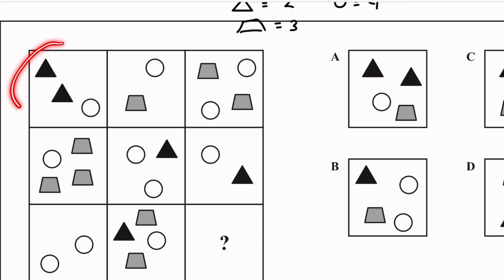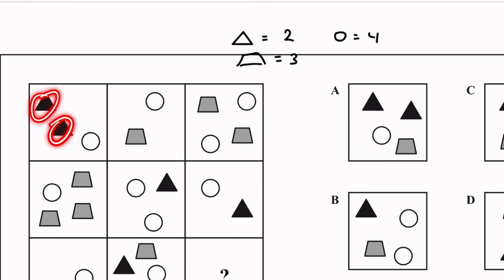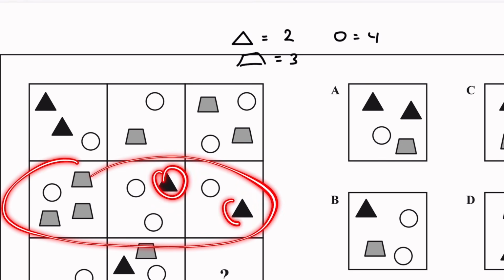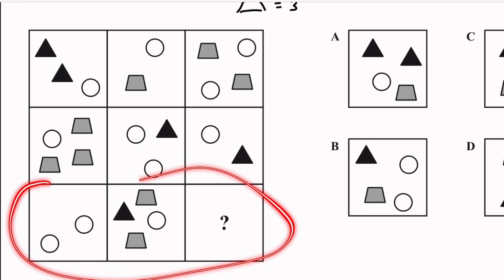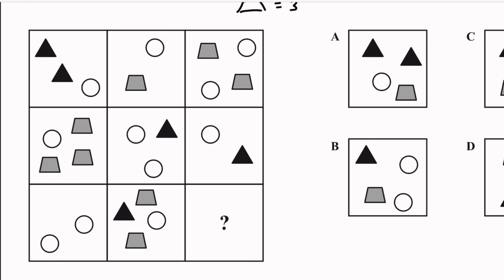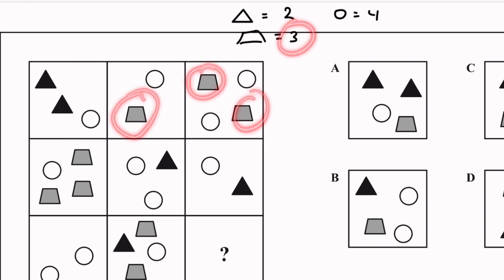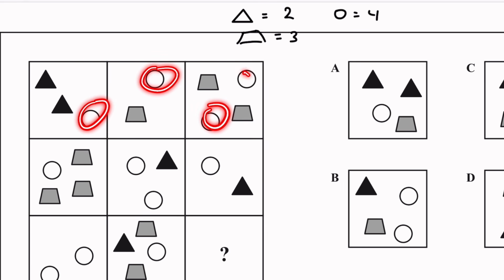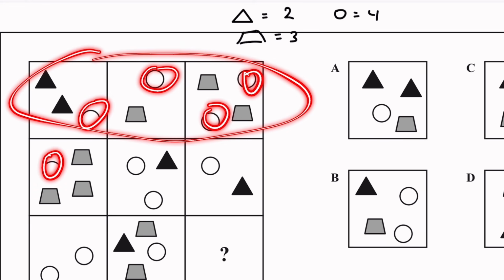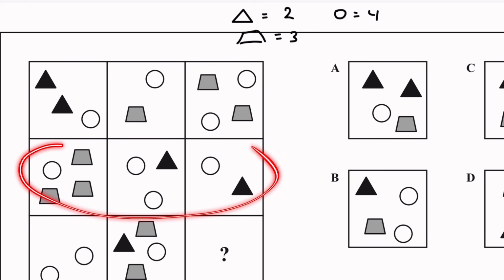So let's say we look at rows. How many triangles are there in each row? There's 1, 2 in this first one. In the second row, there's 1, 2. In the third row, we need to figure out what that question mark is, so we can't say for sure. But what we know so far is 2 triangles in each row. So that's a tick there. Now let's look at the trapeziums. How many trapeziums are there in each row? 3. And circles, 1, 2, 3, 4 in each row.